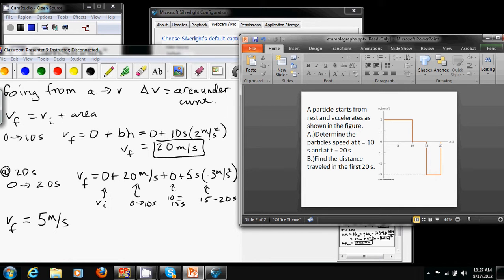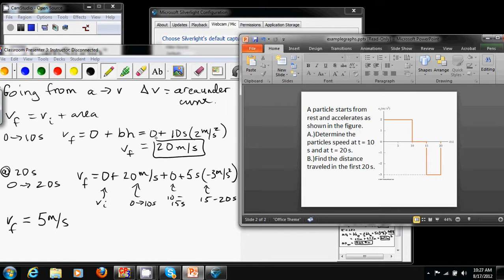Now there's a key word here. It says the particle starts from rest. That means that the initial velocity is 0. So here I've written down my initial velocity right here is 0. And now I'm going to add in that area, and that's base times height, because this over here is a rectangle, and that's the formula for area of a rectangle. So we have 0 plus base times height.